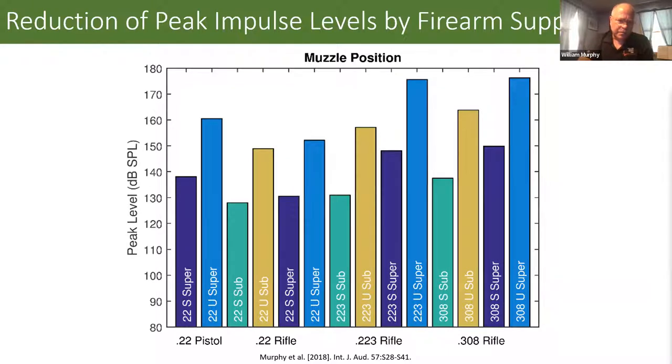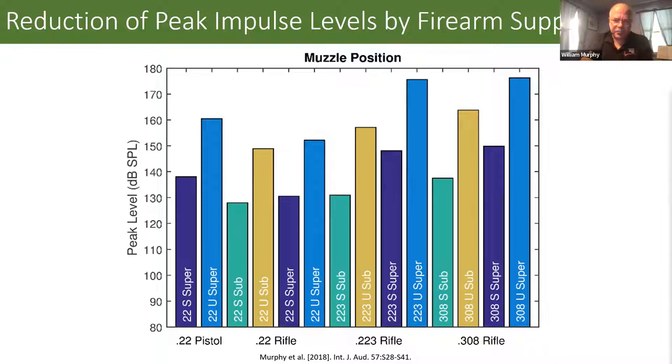These are some numbers for different weapons that we had tested, a 22 pistol, a 22 rifle with super and subsonic ammunition. The dark blue and light blue are the supersonic ammunition. The green and sort of ochre color are subsonic ammunition. And we're looking at the differences between the suppressed and the unsuppressed conditions. And you can get quite a bit of suppression.